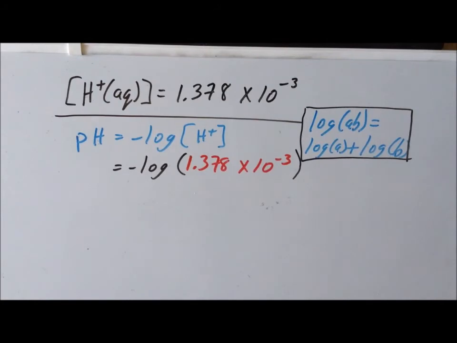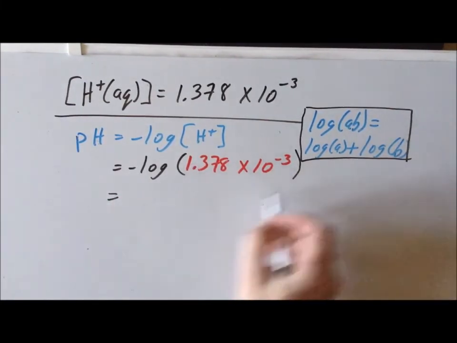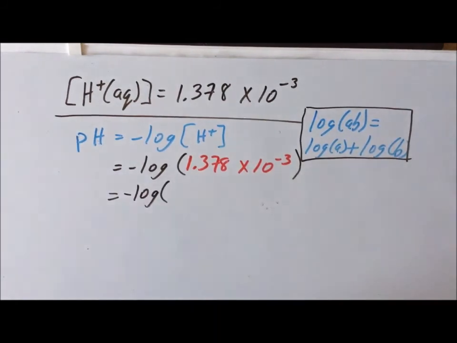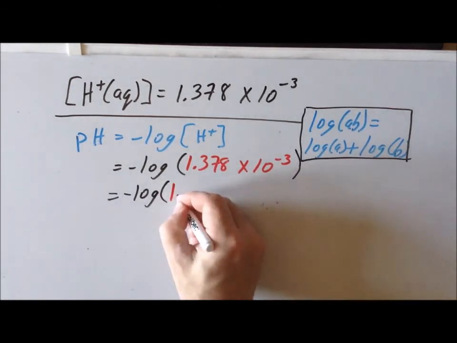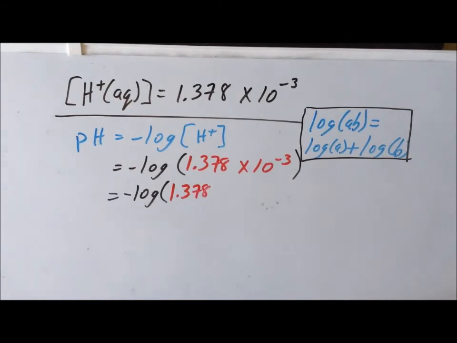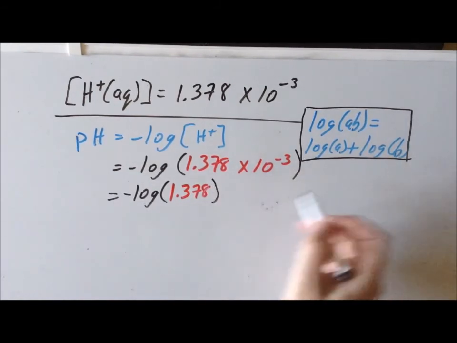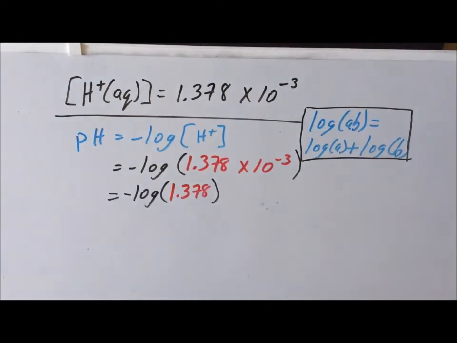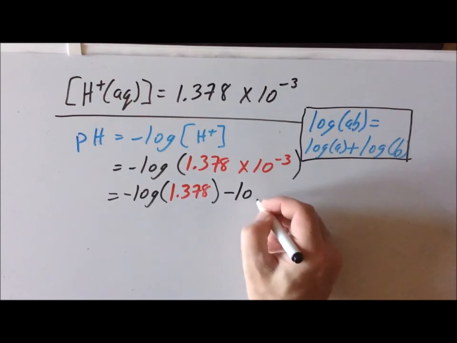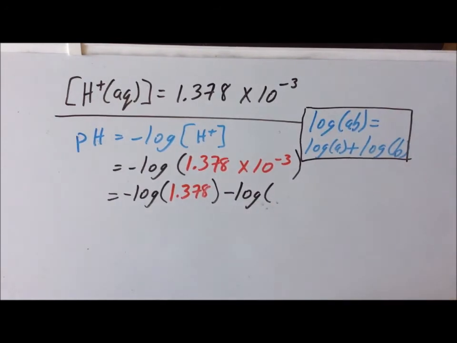So if we apply this particular identity to our problem, we can break this logarithm up into two parts. So I have minus the log, first, of 1.378, and then we have addition, but I have to carry across the minus 1 and distribute it across. So we have minus the log of 10 to the minus 3.